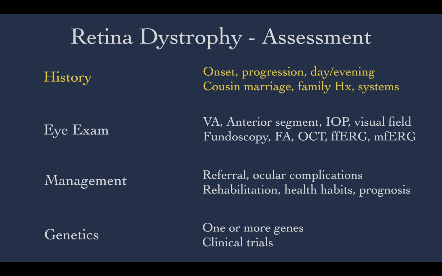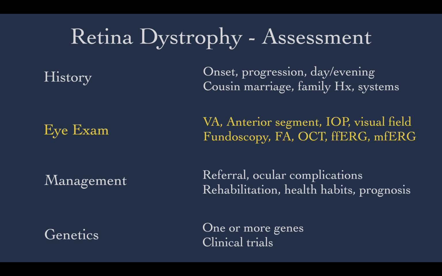Next, it's key to ask about marriage among family members, which increases the odds of autosomal recessive diseases. You want to ask if there is history of retinal diseases, retinal dystrophy, or even blindness in family members. Finally, during history, you want to ask about symptoms of other systems like hearing loss, kidney symptoms, or heart symptoms.